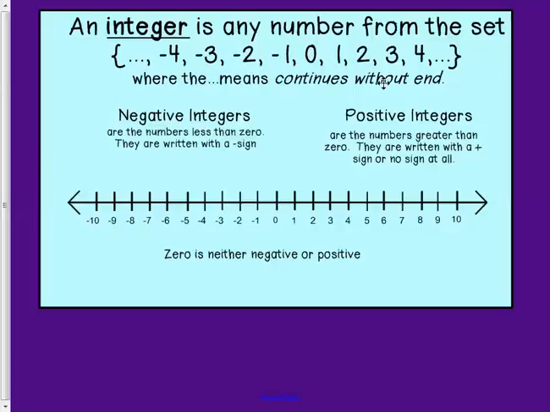The further to the right you get, the bigger the number. The further to the left you get, the smaller the number. So even though it looks like you have more negatives, you have a smaller number. Negative integers are the numbers less than 0 and are written with a negative sign, while positive integers are written with a positive sign or no sign at all.